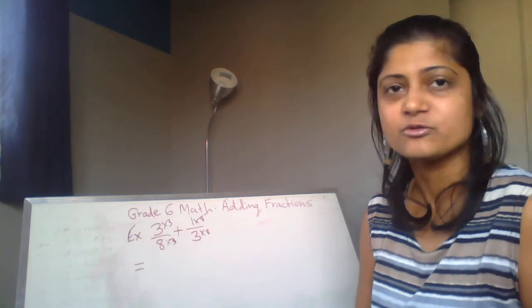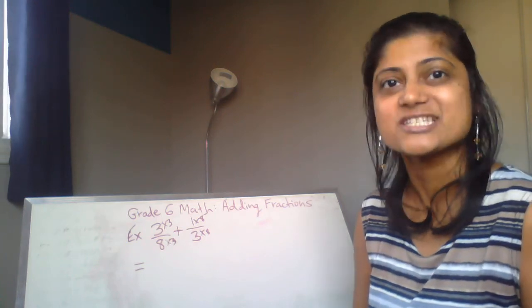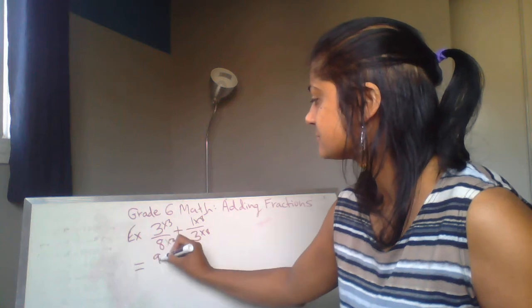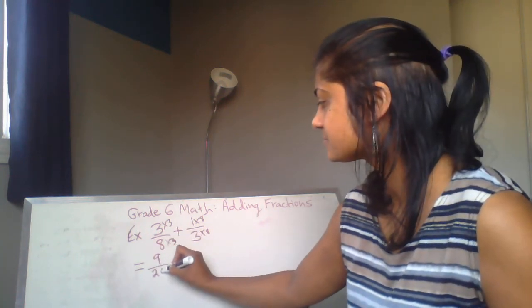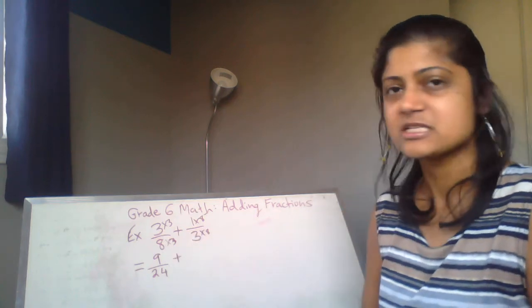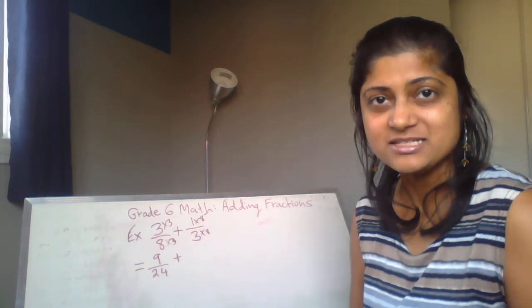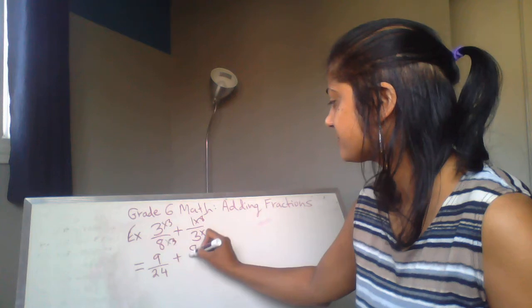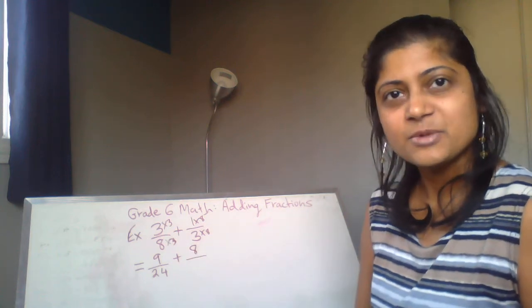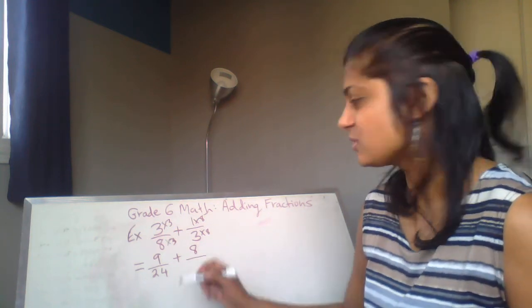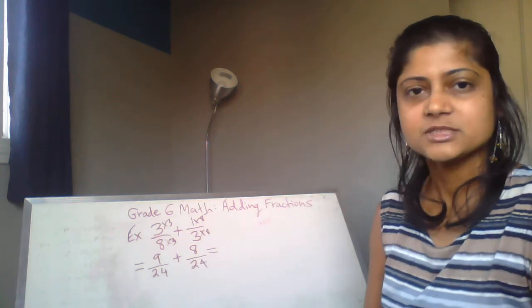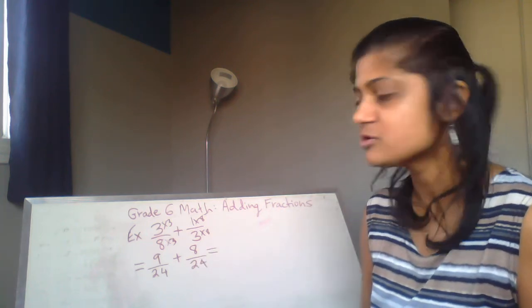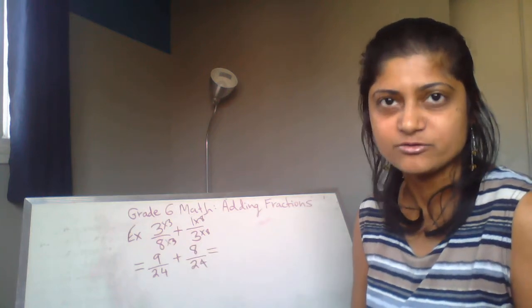So on the top, for the first fraction, it's 3 times 3, which is 9. Okay, on the bottom, it's 8 times 3, which is 24. If I go to the next fraction, I'm going to do 1 times 8, which is 8. And the bottom is 3 times 8, which is equal to 24. Okay, again, I'm just writing it going across. You should be writing it going down until you get your final answer.